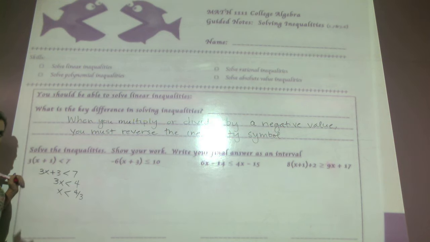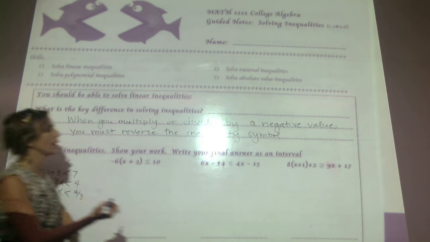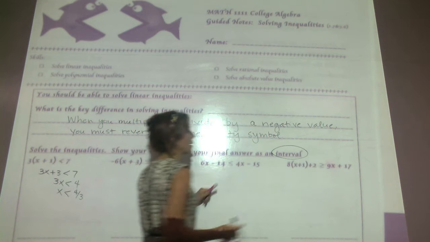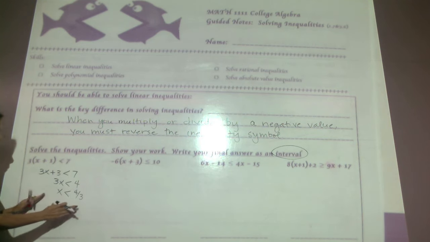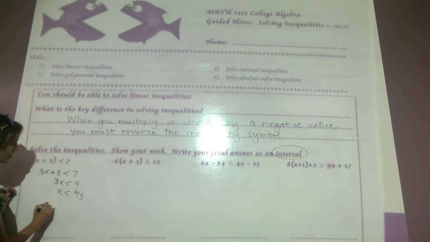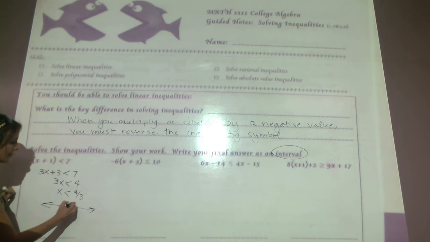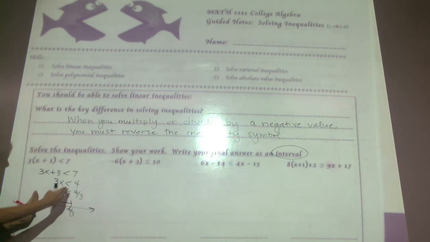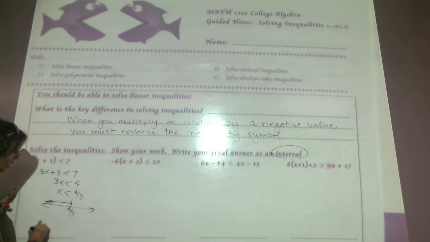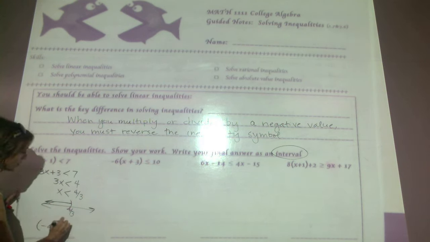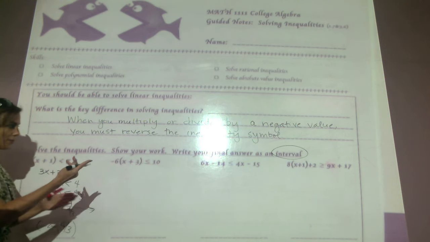Okay, this is well and good, but we have to write our answers as intervals. Remember how we do intervals. We need to go this way. Let's just do a mini number line, right? Here's 4/3, and we're going this way from 4/3. So we need starting, ending in our interval, or negative infinity to 4/3. All right, moving on.